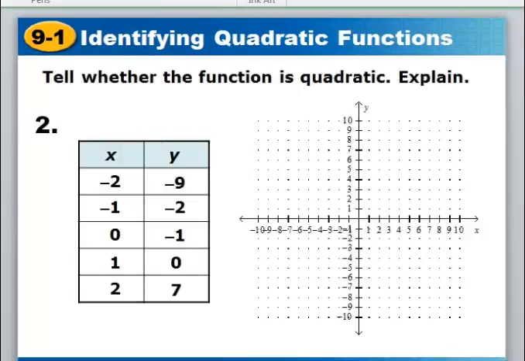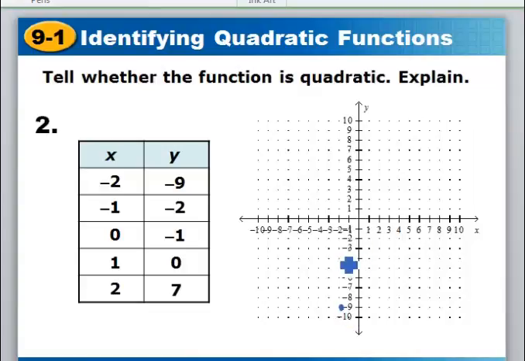Alright, for this next part, the directions say tell whether the function is quadratic and explain. I think one of the easiest ways, there are other ways to figure out if something is a quadratic or not. You can look for the second difference, but honestly, I think you guys will find it easier just to go ahead and graph it.